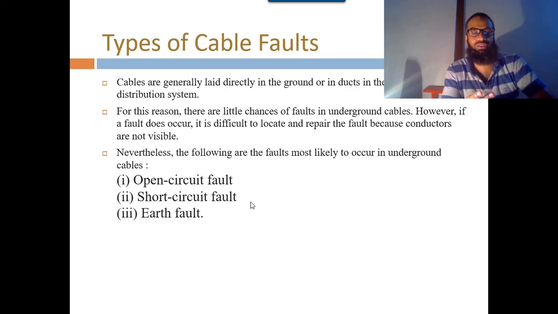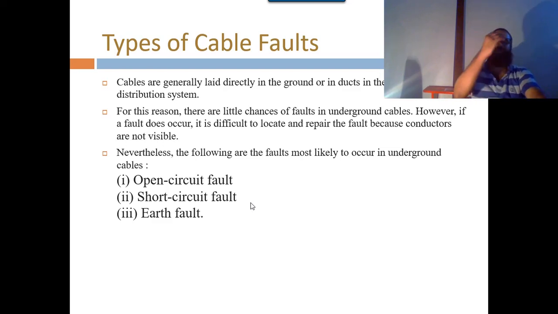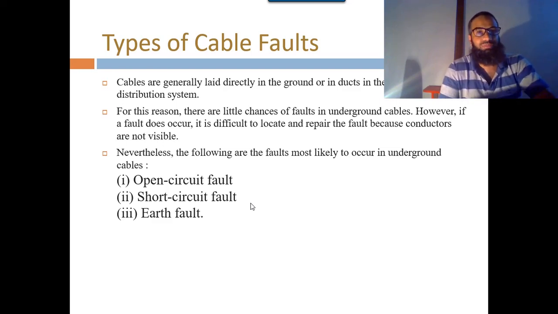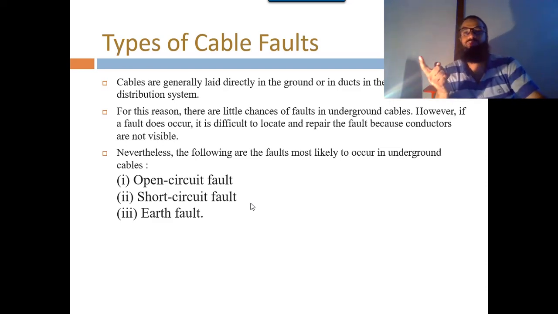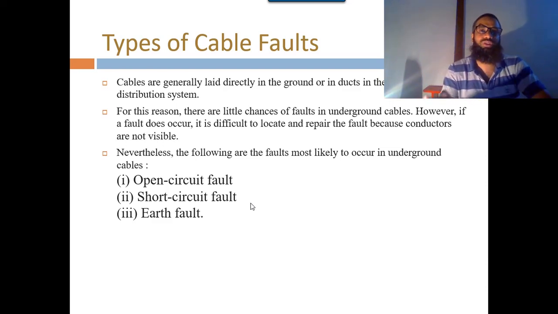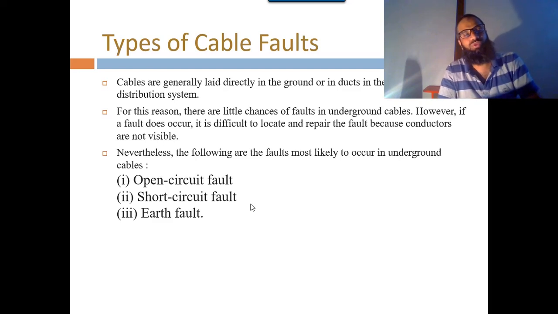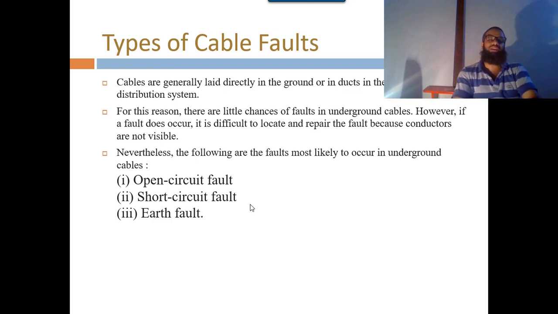That one is the open circuit fault, if a single wire is cut but it is not connected with the earth or the neutral, so it is called an open circuit fault. The second one is the short circuit fault. In the short circuit fault, there are multiple chances that a single phase is connected with another phase, or the three phases are directly connected. And the third one is the earth fault, where the phase is cut and it is directly connected with the earth, then this fault may occur. So we will discuss how to remove this fault, how to trace this fault, in the next lecture.